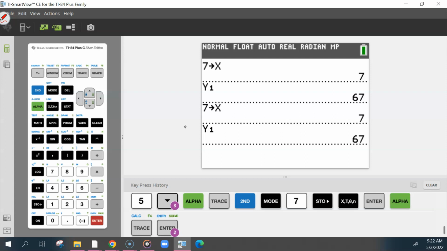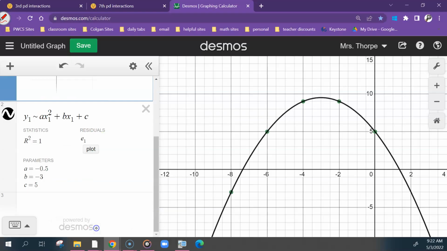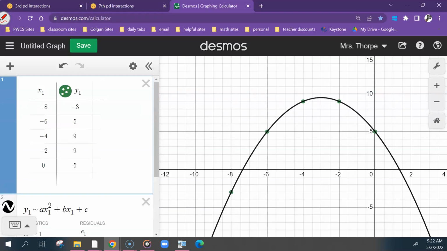Are there questions on this before we do this in Desmos? So I'm going to go back and I'm going to do the same thing, put in the numbers so that it has the equation.